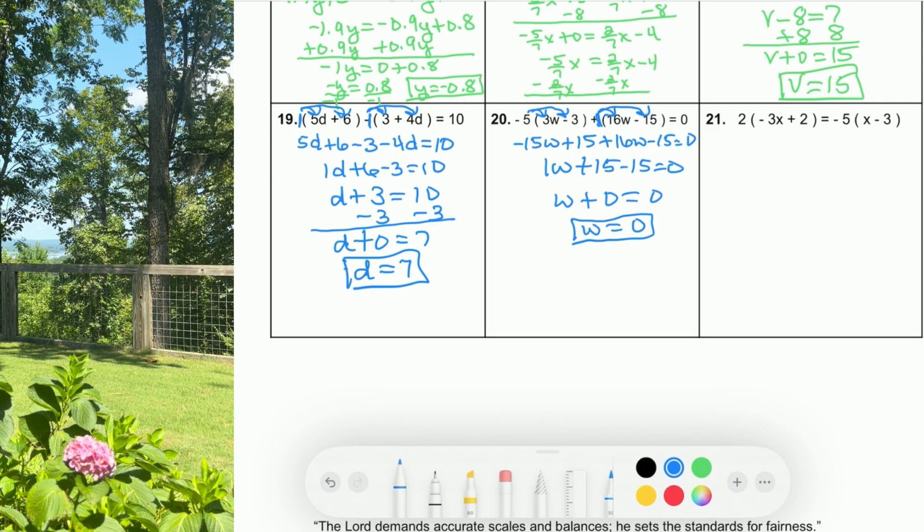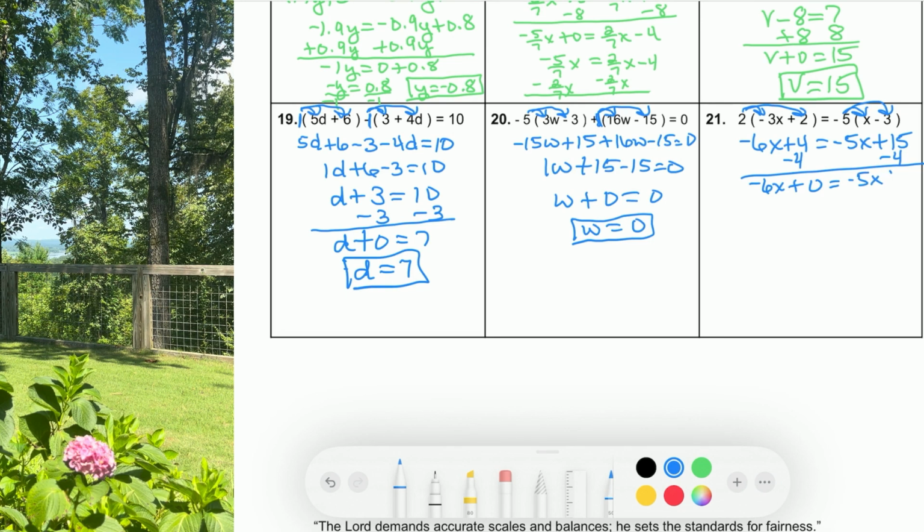Number 21. Again, we have distributive property that we need to use. So 2 times negative 3x is negative 6x. 2 times 2 is 4. Negative 5 times x is negative 5x. And then negative 5 times negative 3 is a positive 15. We can now start moving items from side to side. So I'm going to subtract 4 from both sides. That gives me a negative 6x plus 0 equals negative 5x plus 11.